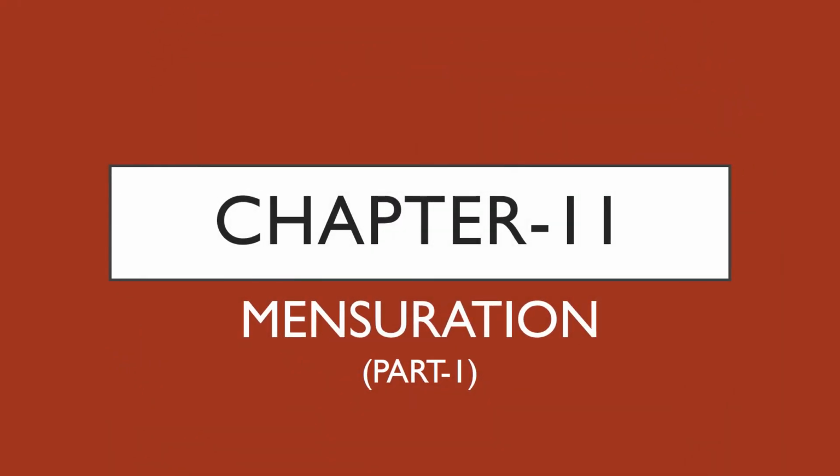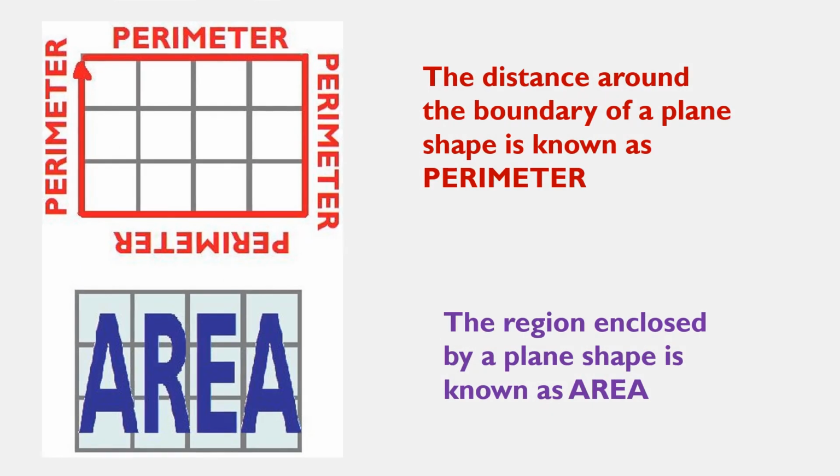Welcome back, children. Today we'll start with chapter 11, mensuration. Mensuration means measurement. In this chapter, we'll discuss perimeter and area. First, we will discuss perimeter.